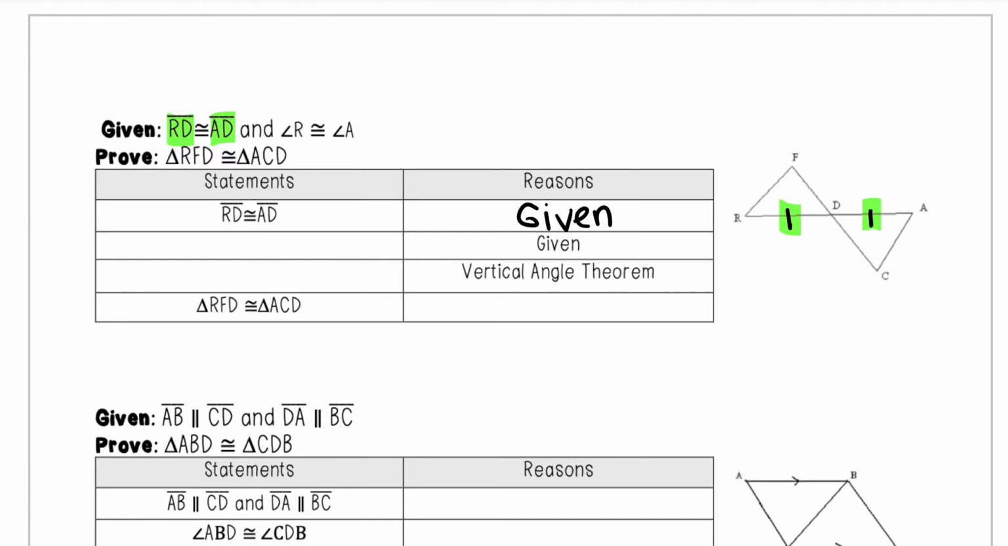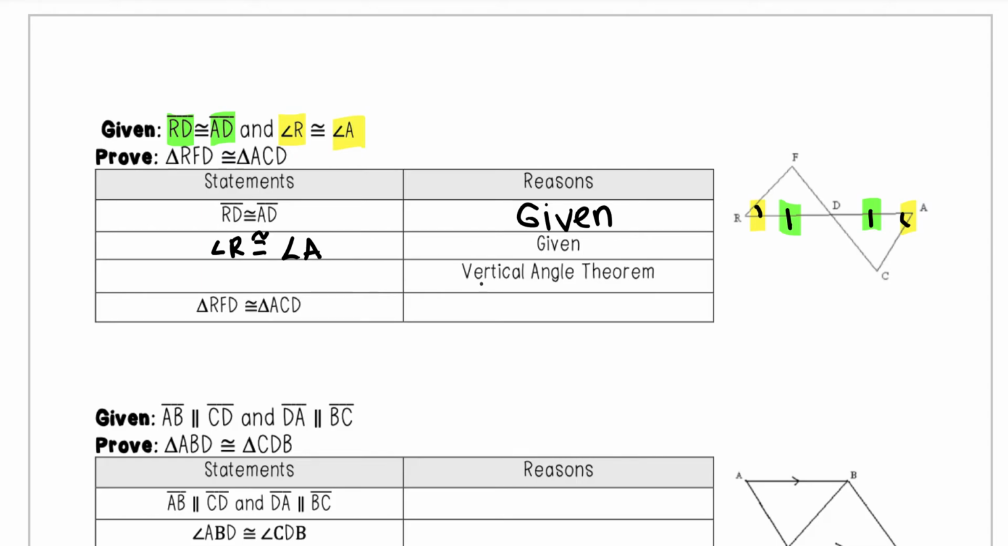The second set of information that's given to us is that R and A, those two angles, are going to be congruent to each other. So I'm going to mark them in the diagram. And I'm going to fill that into my proof because the second reason was that it was given, so that's the second statement.